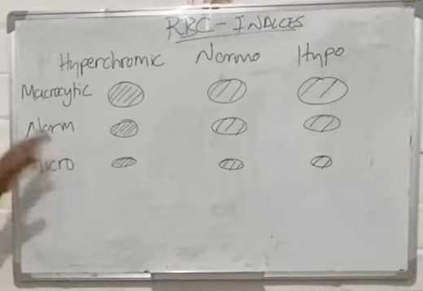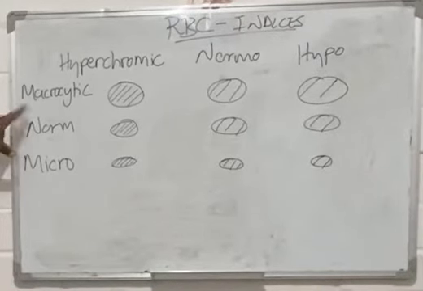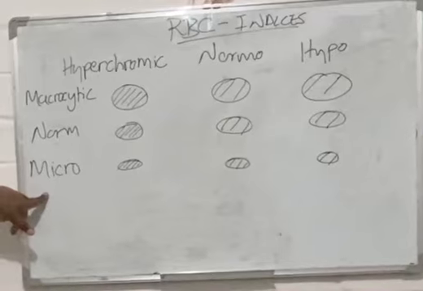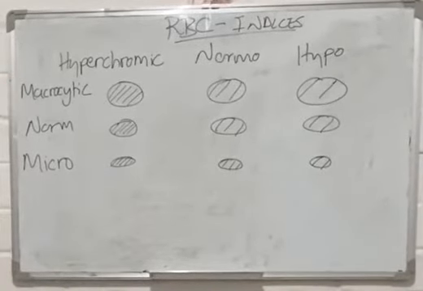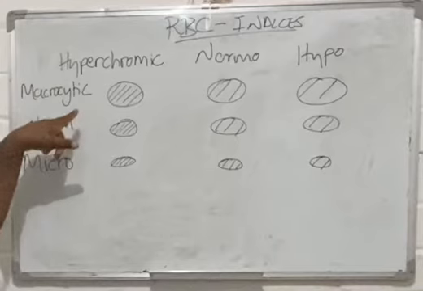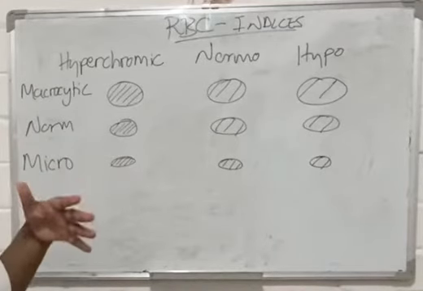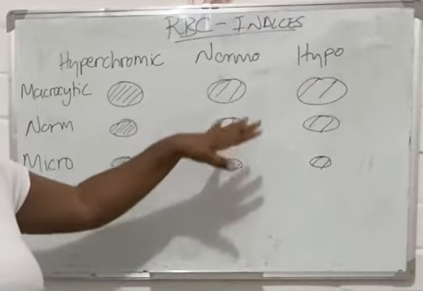the red blood cells in comparison with the size. So in terms of size, we're looking at macro, normal, and microcytic. So this is how big the cell is, and then on the amount of hemoglobin, we're looking at chromic. Chromic comes from the word color. So we're looking at hyperchromia, normal, or hypo.